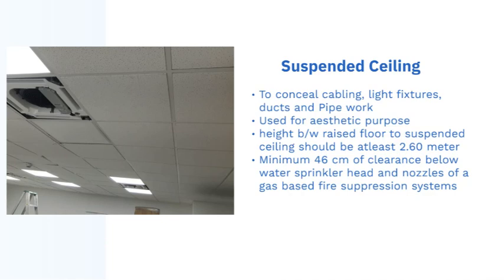The height between the raised floor and suspended ceiling should be at least 2.60 meters or 260 centimeters, and minimum 46 centimeters of clearance between the water sprinkler head and nozzles of a gas based fire suppression system. So basically 40 centimeter raised floor height, above it 260 centimeters, and above that 46 centimeters. So it all becomes like 260 plus 40 plus 46, 346 centimeters.